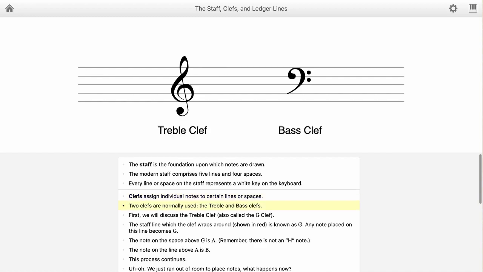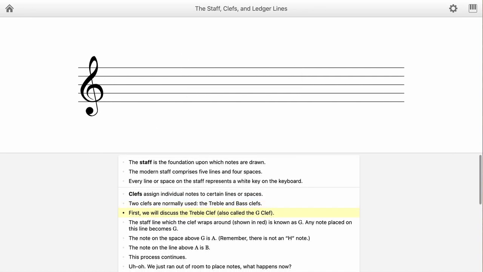The 2 most common clefs are the treble clef and the bass clef. A treble clef shows us notes in the middle to upper range, and the bass clef defines the notes for the lower range and lower instruments. But for our class, everybody is going to learn how to use both clefs. First, we will discuss the treble clef. It's also called the G clef.